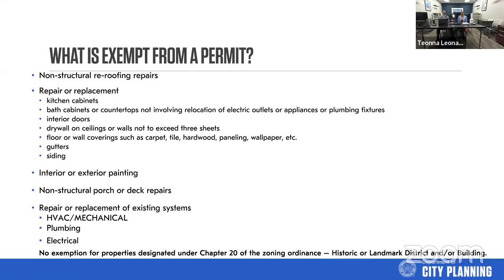So you have several items, and again, they are located online. You can go to the City of Atlanta's website, go to the Office of Buildings and search for exempt from permit, and it should bring this information up.